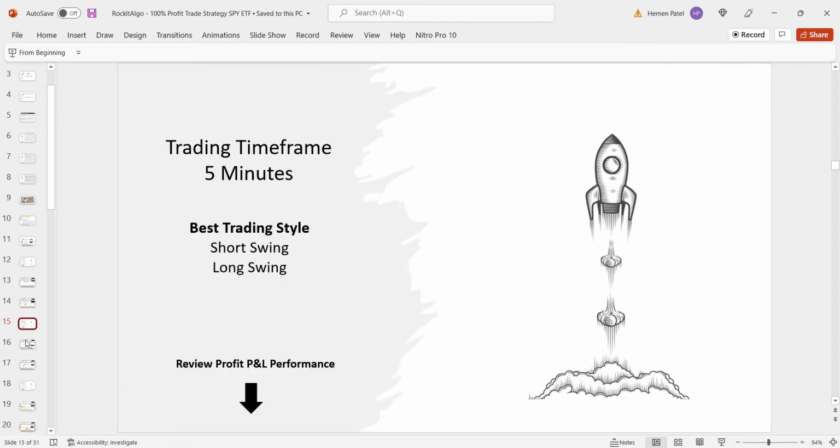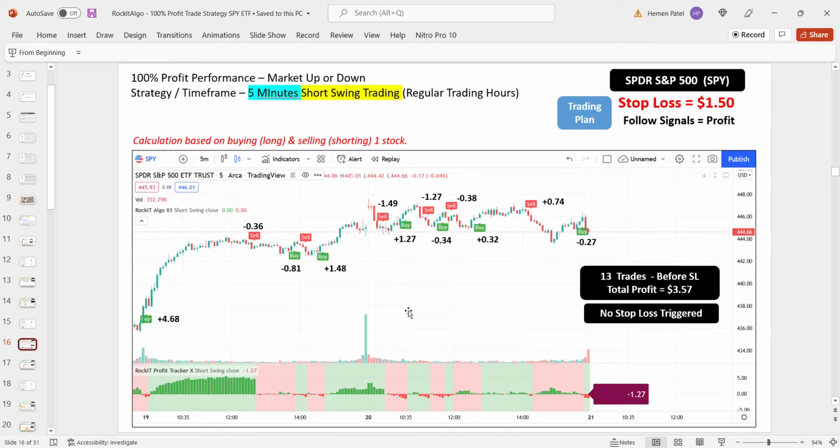Here's a 5 minute. Again, we do short swing to long swing. 13 trades before stop loss, $3.57. The stop loss here is $1.50 for a 5 minute short swing. You can see it never exceeded that, so it wasn't triggered. And even following signal to signal without emotions, we made $3.57.